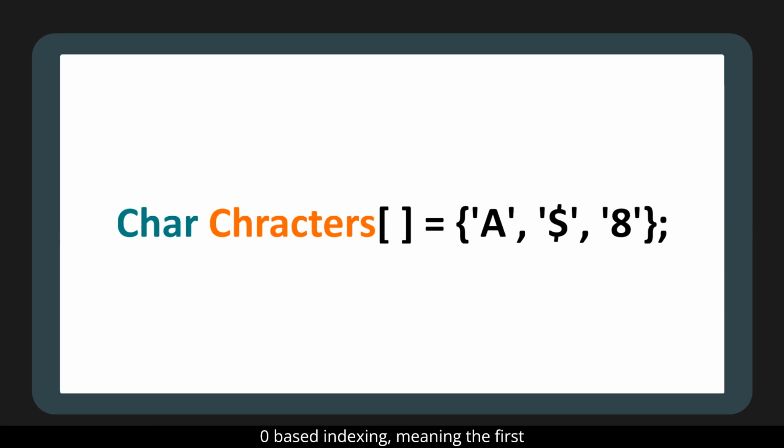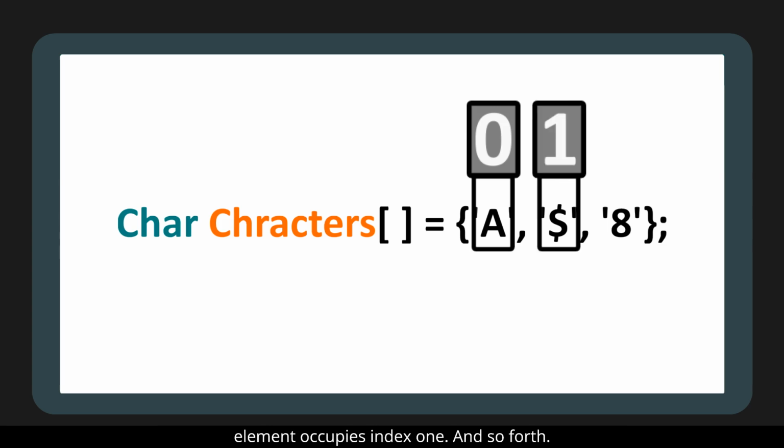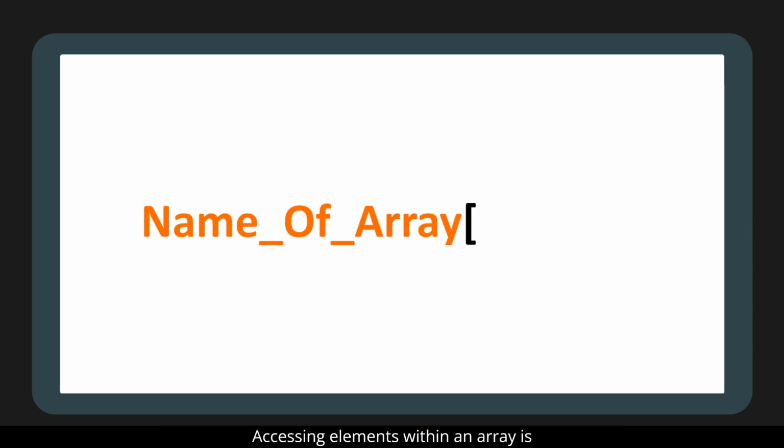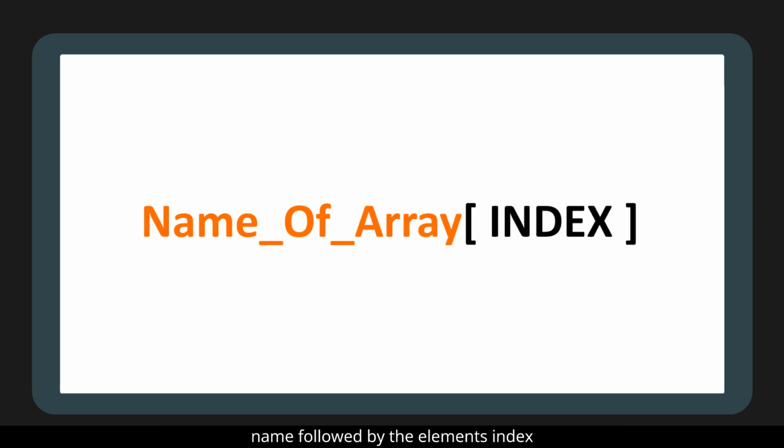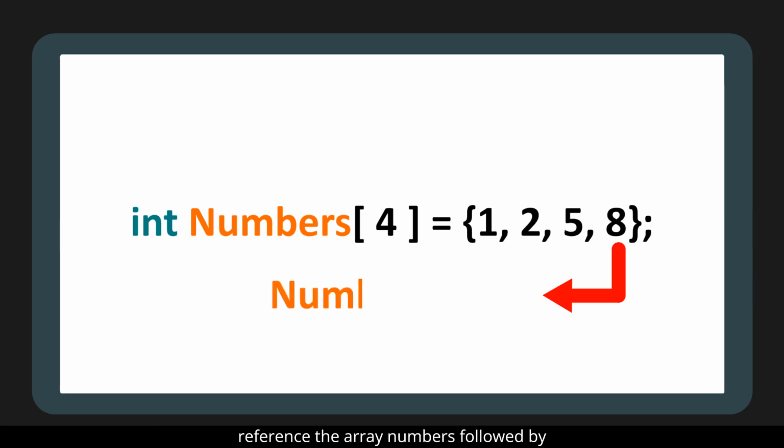Arrays in Arduino follow zero-based indexing, meaning the first element occupies index 0, the second element occupies index 1, and so forth. Accessing elements within an array is straightforward. Simply write the array's name followed by the element's index within square brackets. For instance, in this specific array, to retrieve the value 8 located at index 3, you'd reference the array numbers followed by the square brackets enclosing the index 3.